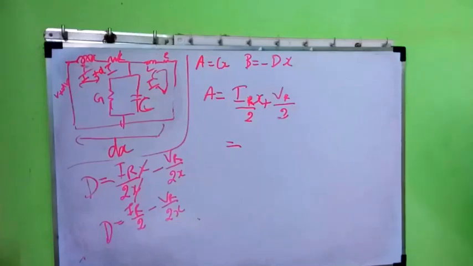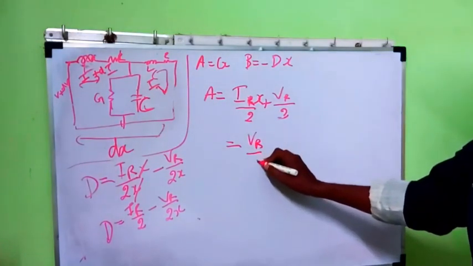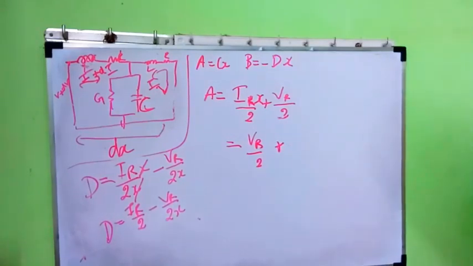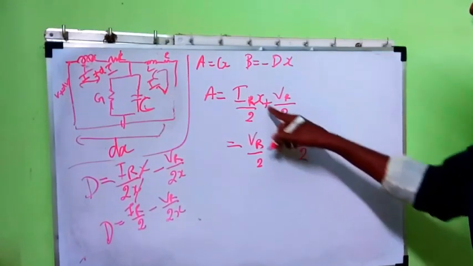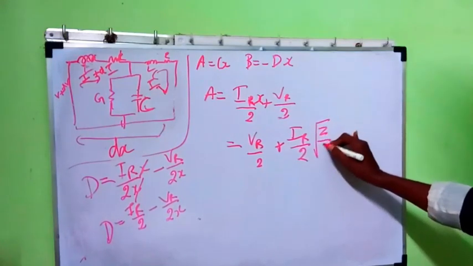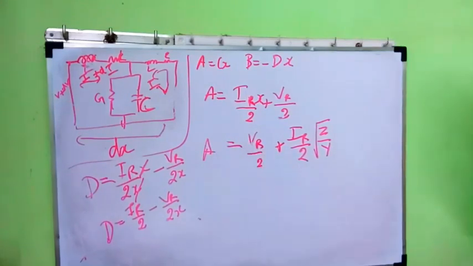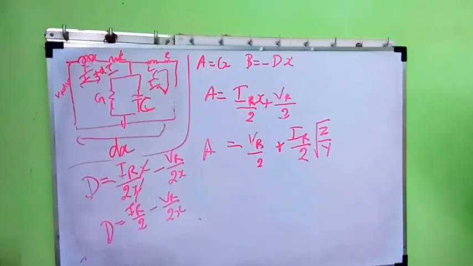That's all. And afterwards, what you got is a equal to VR divided by 2, and afterwards a plus, and then IR divided by 2. You know about the x, right? What's x? Root of Z divided by Y, and that's going to be a. So now a is having voltage, current, as well as Z and Y. Now I got the a term.